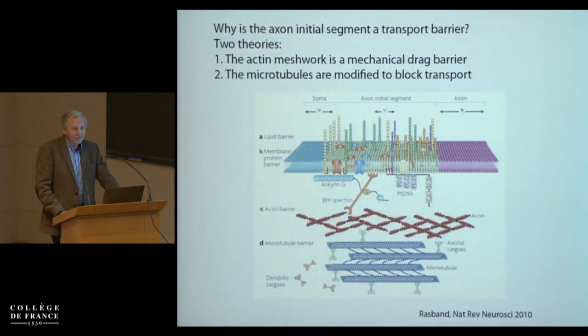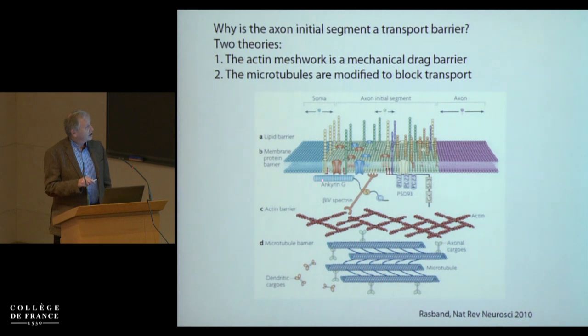So let's talk first of all about the axon initial segment. Now, I think you probably saw from the picture I showed you earlier that integrin basically appears to be stopped at the axon initial segment, right at the beginning of the axon. And the axon initial segment is a very specialized zone, which looks like this.